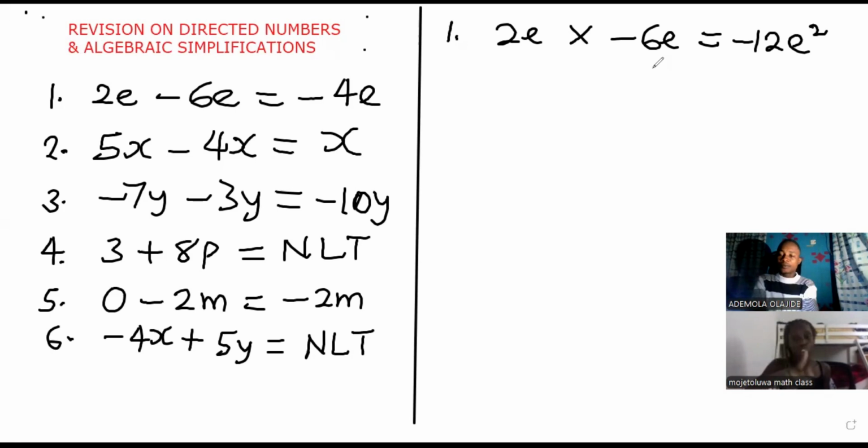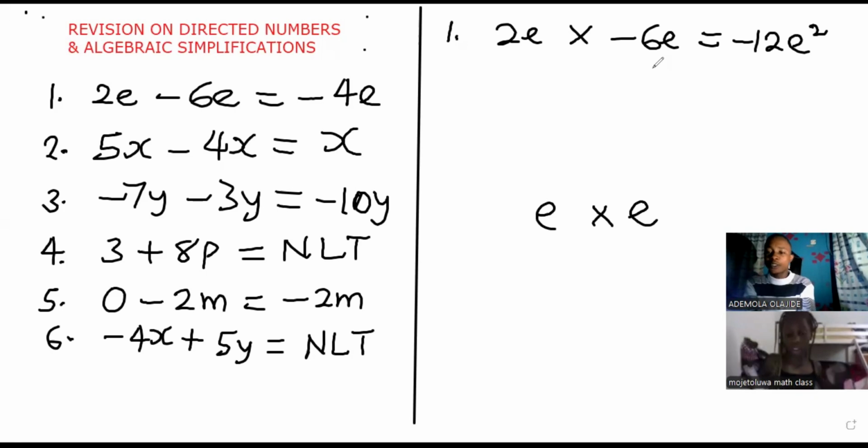If we now multiply two same letters, we use what we call laws of indices. The power of this one is 1, the power of this one is 1. When you are multiplying same letters, what do you do with their power? You add them. So that's why we have e to the power of 2.